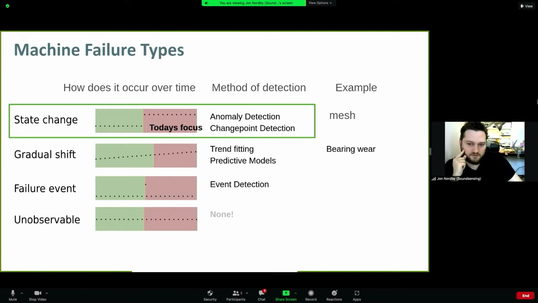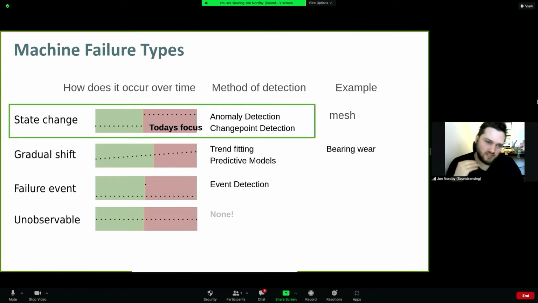And you can have gradual shifts. You always have this in some way or another in mechanical systems, where you have, for example, bearings that wear out over time. You have belts that wear out over time. The impellers in pumps have a tendency to gradually decrease. And the models that you use there are relatively simple. It's about getting the right quality of data, often over many years and for many equipment types. It's about trend fitting and predictive models.